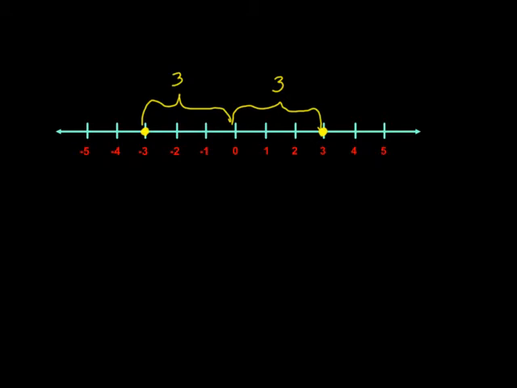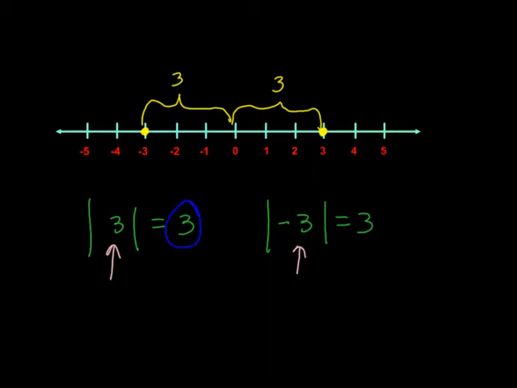So what we could say here is that the absolute value of 3 is 3, because it's 3 units from 0, and the absolute value of -3 is also 3. So every time we have an absolute value equation, regardless of whether this number inside the absolute value sign is positive or negative, we always know that our absolute value, or a distance from 0, is always going to be positive.